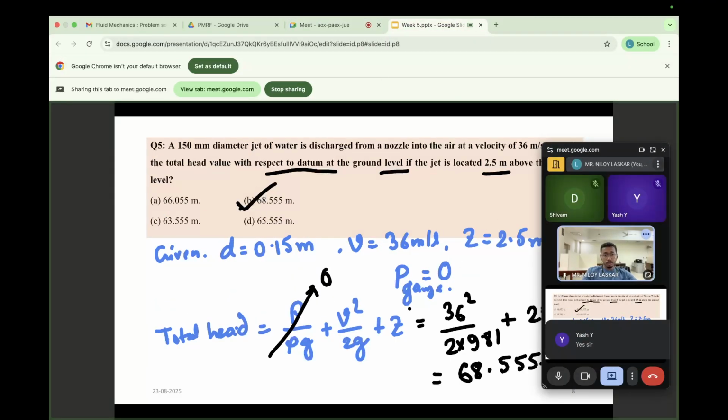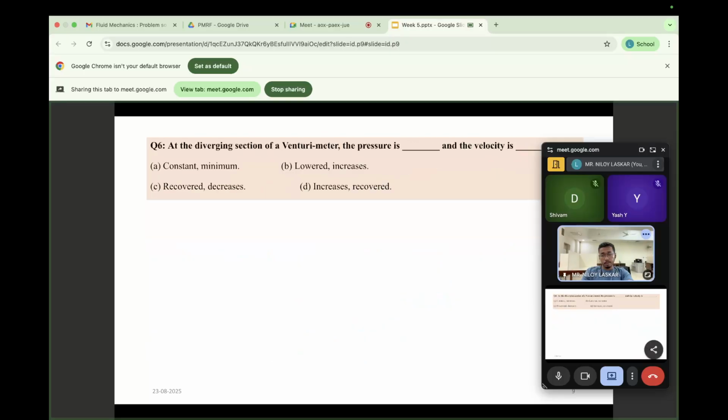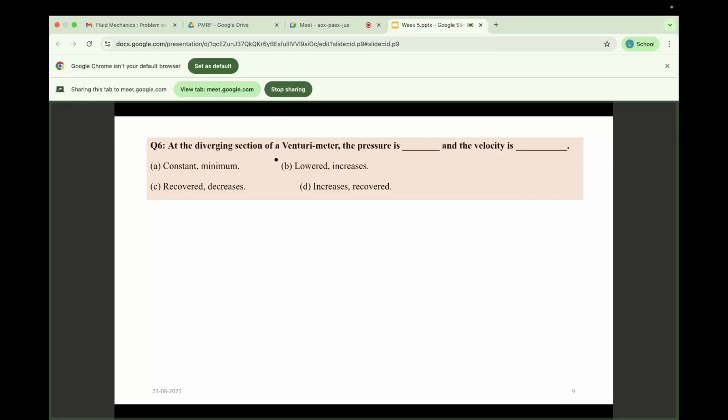Okay. So we are moving to the next question. It's a short question. At a diverging section of a venturimeter, the pressure is dash and the velocity is what? So please try to answer.